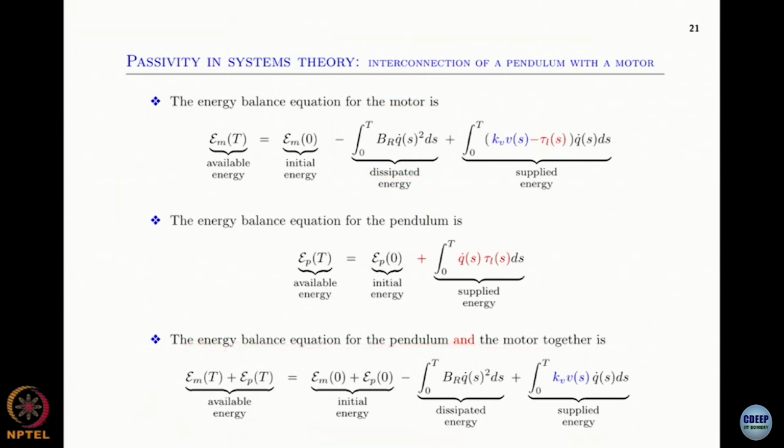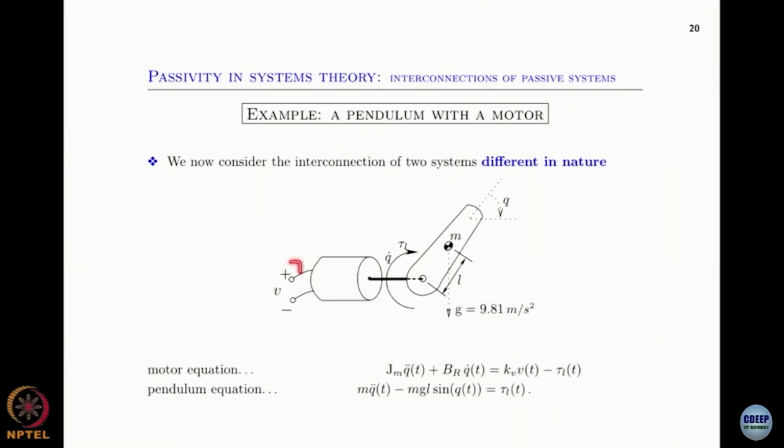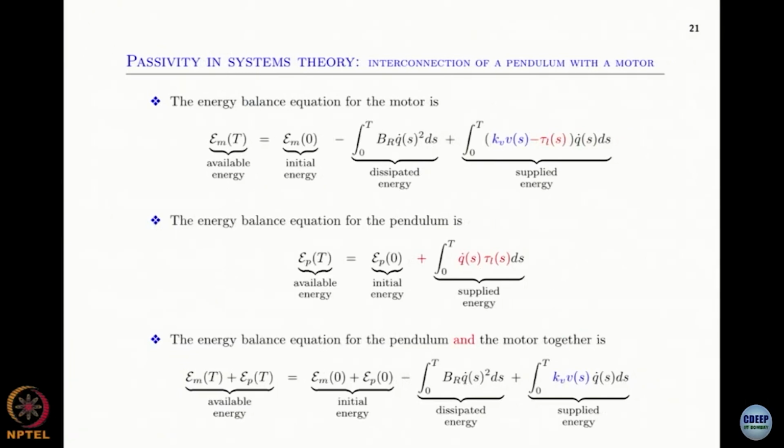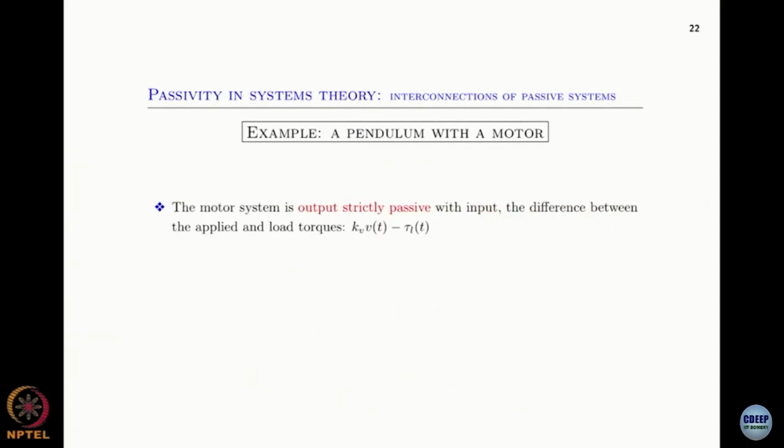Now we have this term of energy dissipation, and we have this term of supplied energy coming all the way from the input voltage that is here. And now my output is still there. Okay, so now I have an interconnected system, and I have passivity. Actually, I will have output strict passivity due to this, from the map V to Q dot.